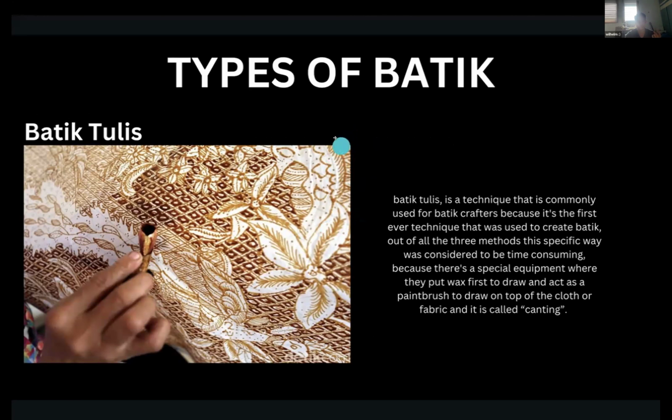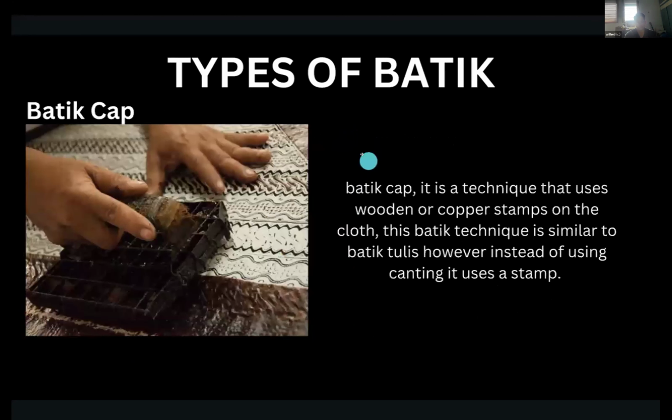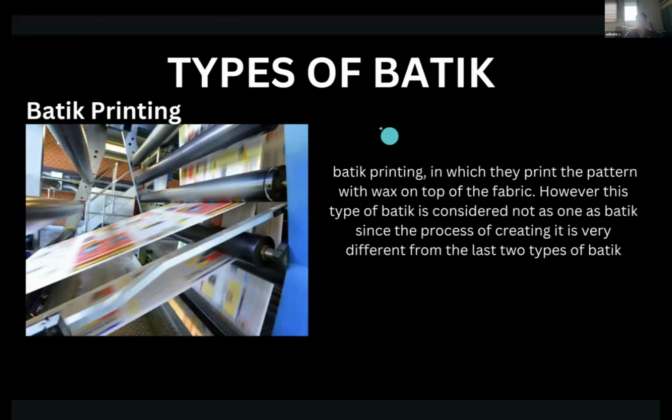Batik tulis is the original, where they use a canting to draw the motifs or design onto the cloth. Batik chap is similar, but they use a different tool, a stamp made out of wood or copper. The last one is batik printing, which I consider the modern type, because the wax is printed onto the cloth.